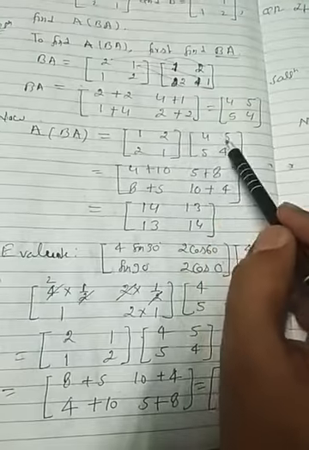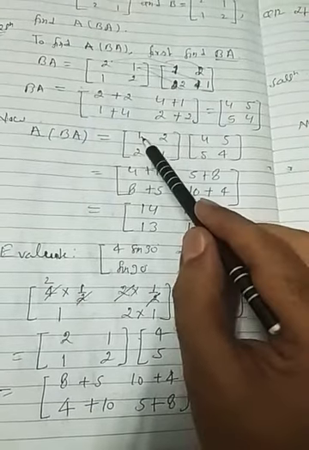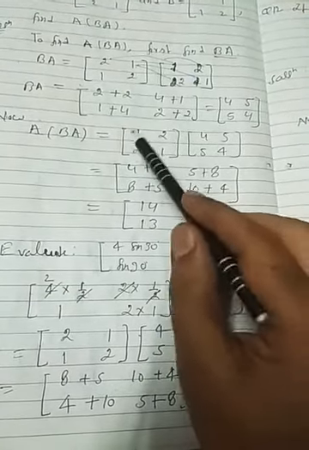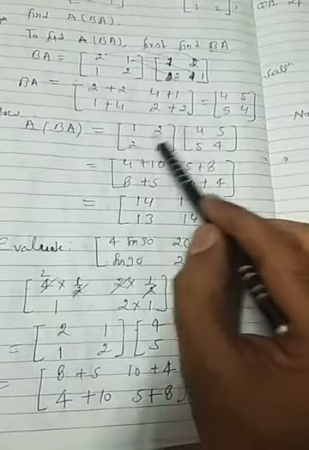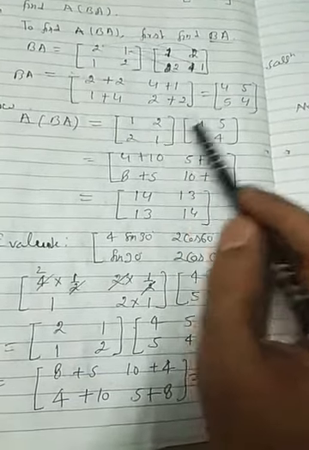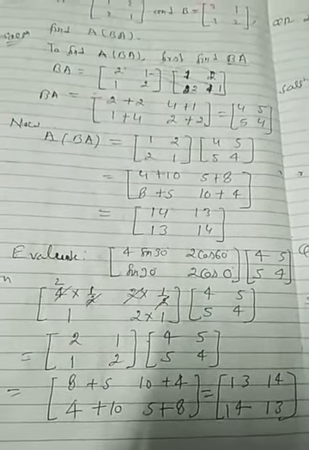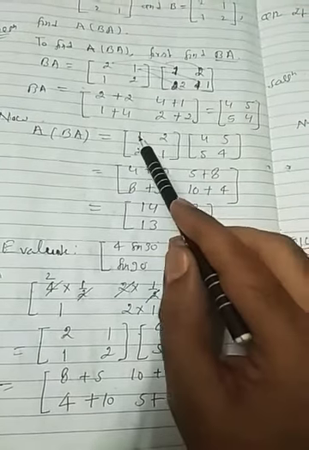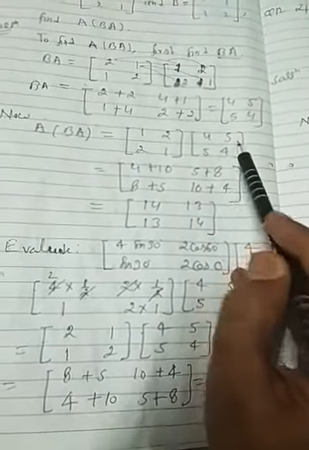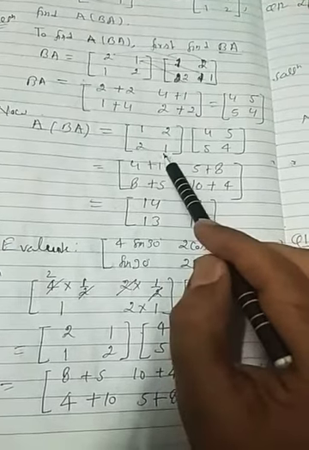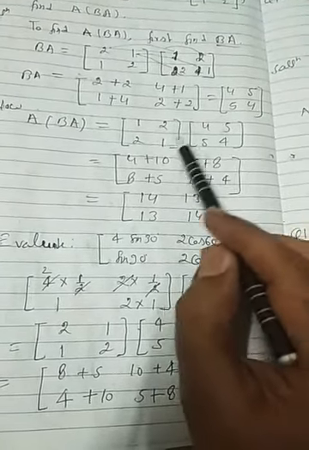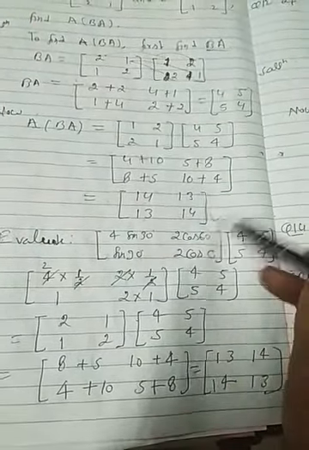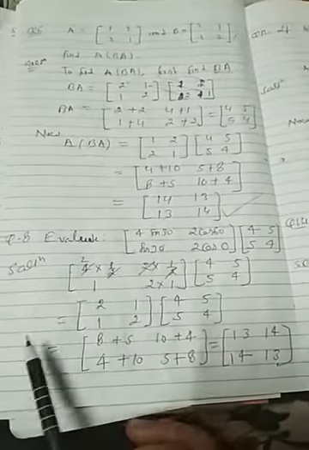Again, first row multiplied by the first column, then first row multiplied by the second column. Now the first row multiplication is finished, so start the second row first column and second row second column, and again corresponding elements will be multiplied. So 4 into 1, 4, 5 into 2, 10, then 1 into 5, 2 into 4. After that 2 into 4, 1 into 5, then 2 into 5, then 1 into 4. So we get the matrix 14, 13, 13, 14. That is the answer. Now next you see question number 8.